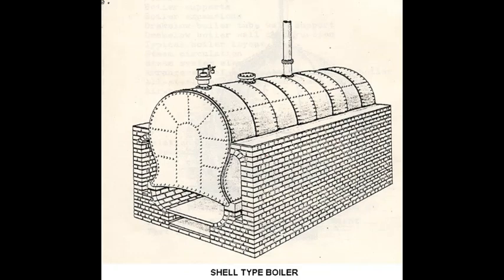During the fast industrial development, shell type boilers came up, and this type of boiler was made up of a shell where water is filled and it is heated from the bottom with some fuel, and as a result the water is heated and saturated steam can be taken out from the top of the boiler shell.